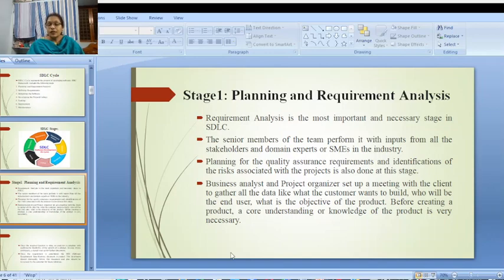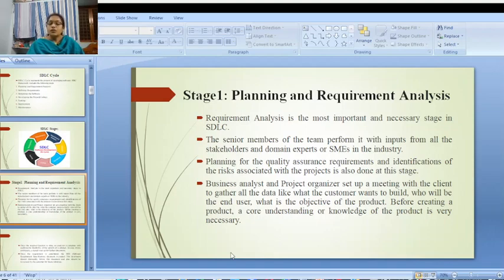Planning for the quality assurance requirements and identification of the risks associated with the project is also done at this stage. So planning of the quality assurance, what quality we need to maintain, what requirements they are giving us in a meeting, and how to identify the risks associated with this project will be discussed in this particular stage.